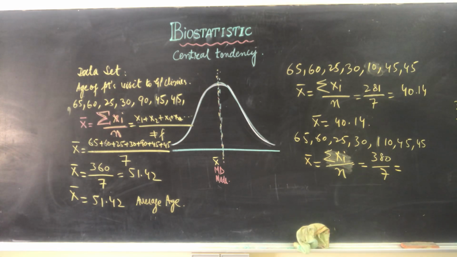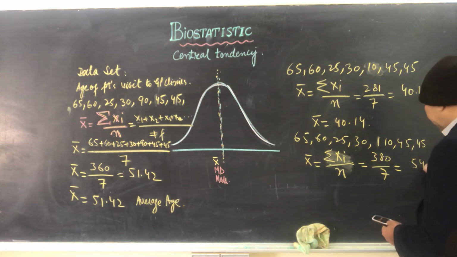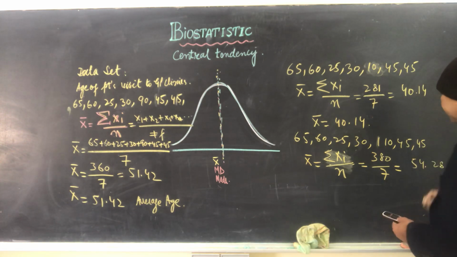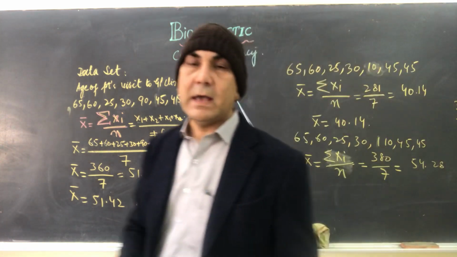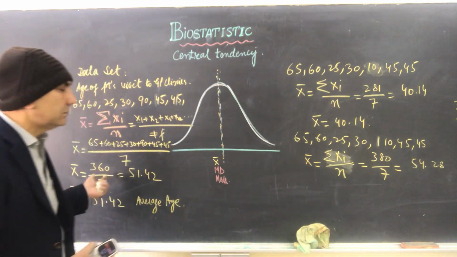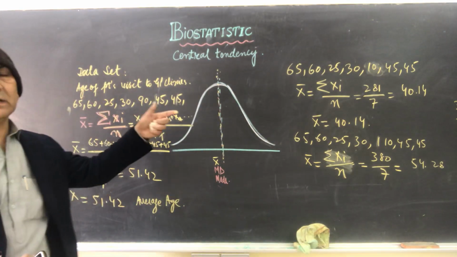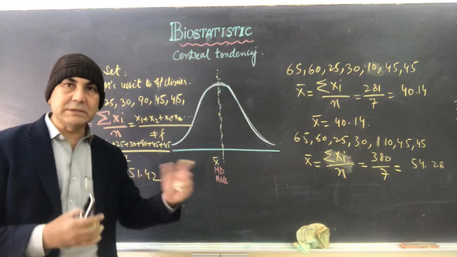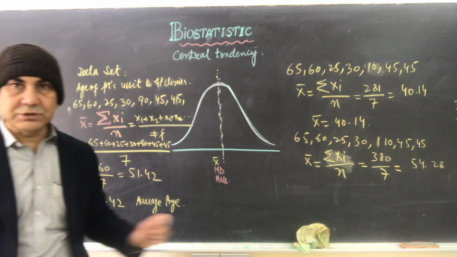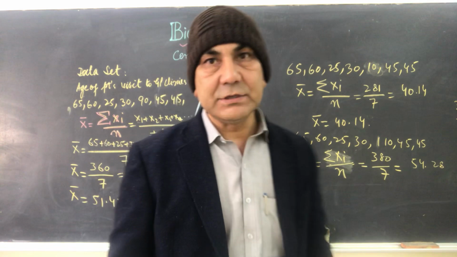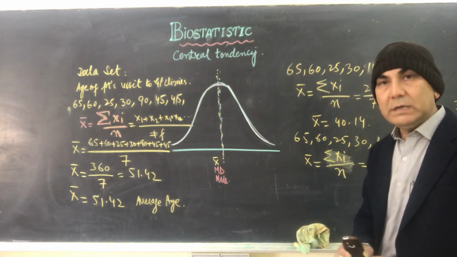380 divided by 7. Now see, it has become 54.28. Again, as I told you earlier, when you have an extreme value or an outlier, it will always affect the average result, the average value of the mean.